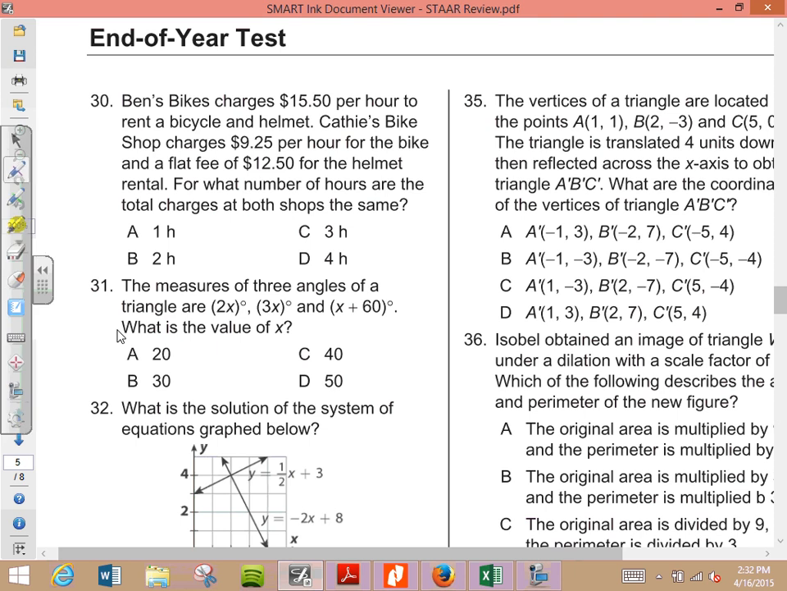Find the equation of 1, which would be 15.5x, right? And then put it equals to 9.25x plus 12.50. So solve for it. On your paper, you can do the calculator, people.